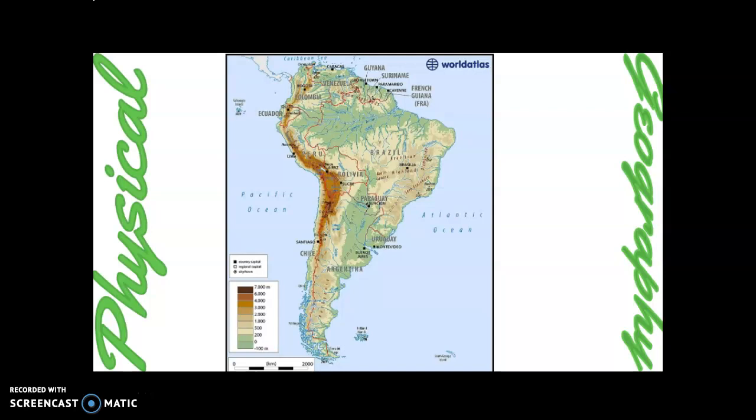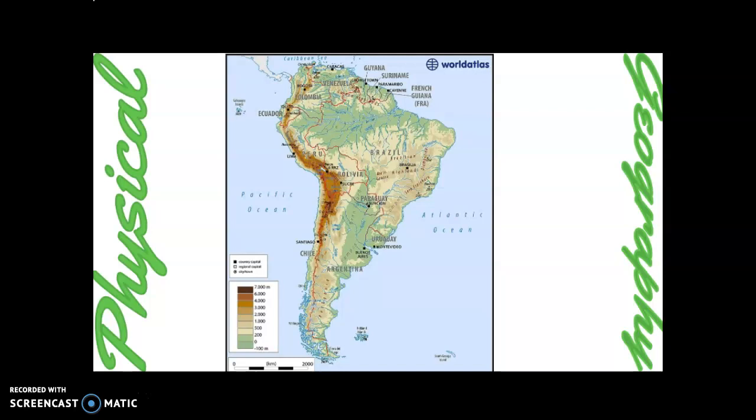Argentina is primarily that green area there. You can kind of see it on this map, are the Pampas. And then you have the Patagonia region, that brown region in the southern part of Argentina. Those are just regions of South America.